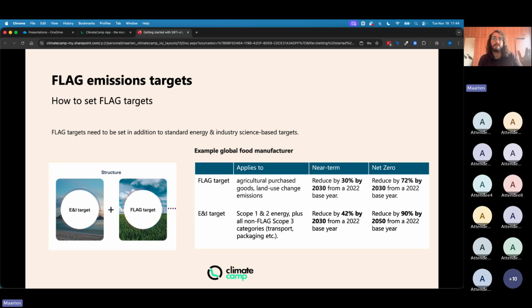Here you can see on near term, the FLAG target requires that you reduce by 30% by 2030 and reduce by 72% by 2050 from a 2022 base year. The requirements for FLAG targets are a bit different from the E&I targets. I've used the most general ones here. So generally speaking, you will set a 30% reduction target for near term and a 72% reduction target for net zero. I've changed it, the net zero year needs to be 2050. I forgot to update my slides. And the E&I target then follows the same methodology as I've mentioned before.